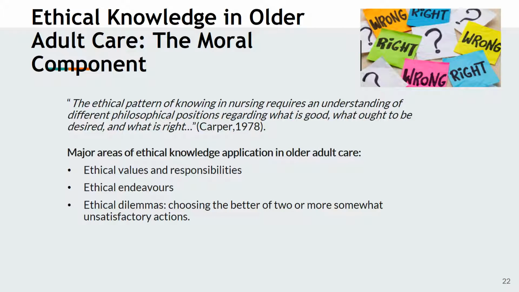What is the major role of ethical knowledge in older adult care? The ethical pattern of knowing in nursing requires an understanding of different philosophical positions regarding what is good, what ought to be desired, and what is right. Major areas of ethical knowledge application in older adult care are ethical values and responsibilities, ethical endeavors, and ethical dilemmas.